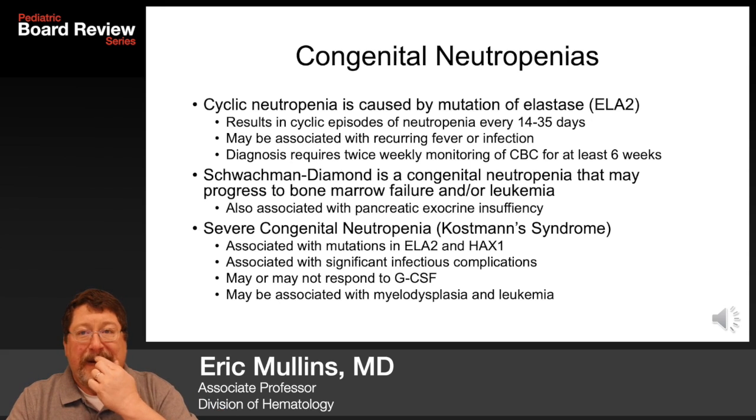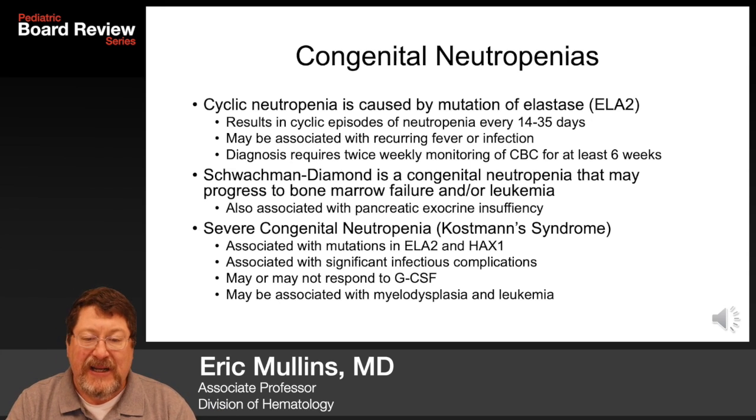And then the final one that I'll mention is Kostmann syndrome, or severe congenital neutropenia. And right now, there are two genes that have been identified to cause this. These may or may not respond to G-CSF, and typically are associated with progression to myelodysplasia and/or leukemia.